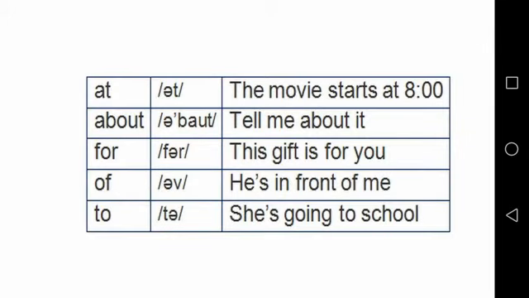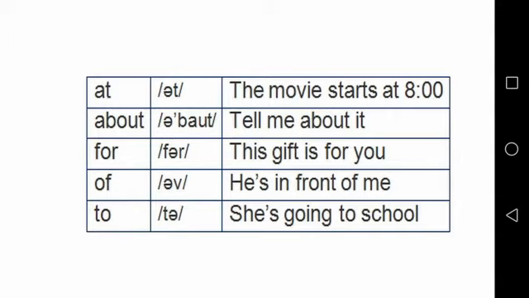At becomes it. The movie starts at 8. At 8. About. Tell me about it. It's wrong to pronounce it about. About it.